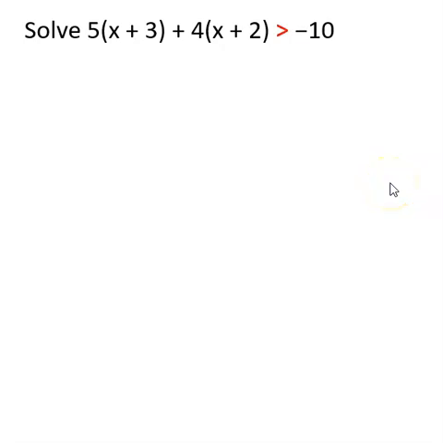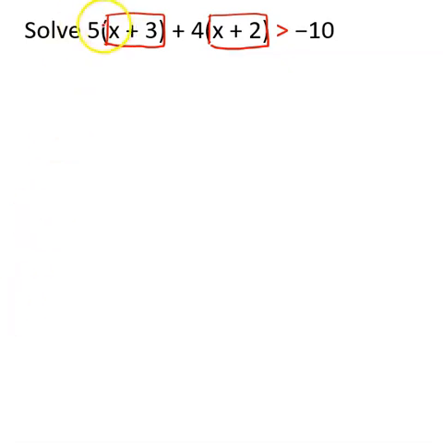The first example we're going to look at is an inequality. So you can see we have a greater than sign and parentheses in here. First of all, we always treat the parentheses like a box. So we have two boxes and we need to get the stuff inside the boxes out of them. To do that, we use the distributive property.